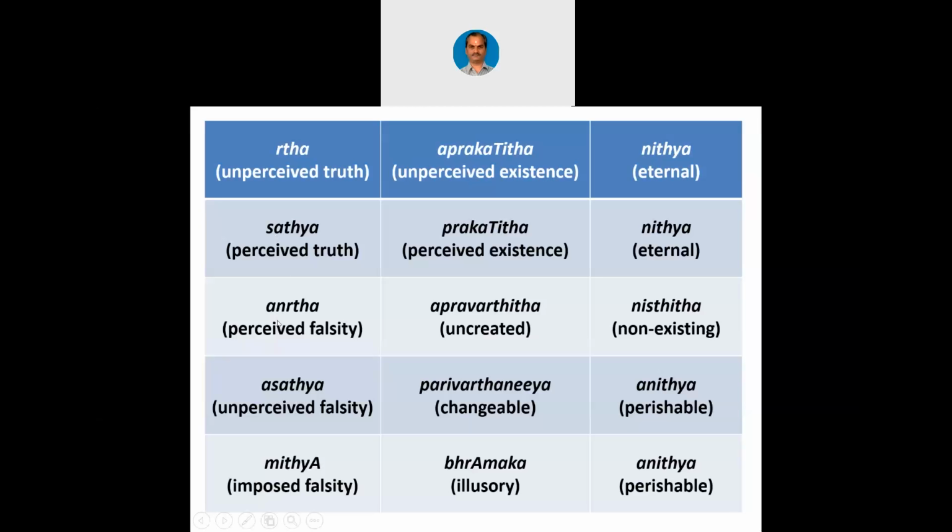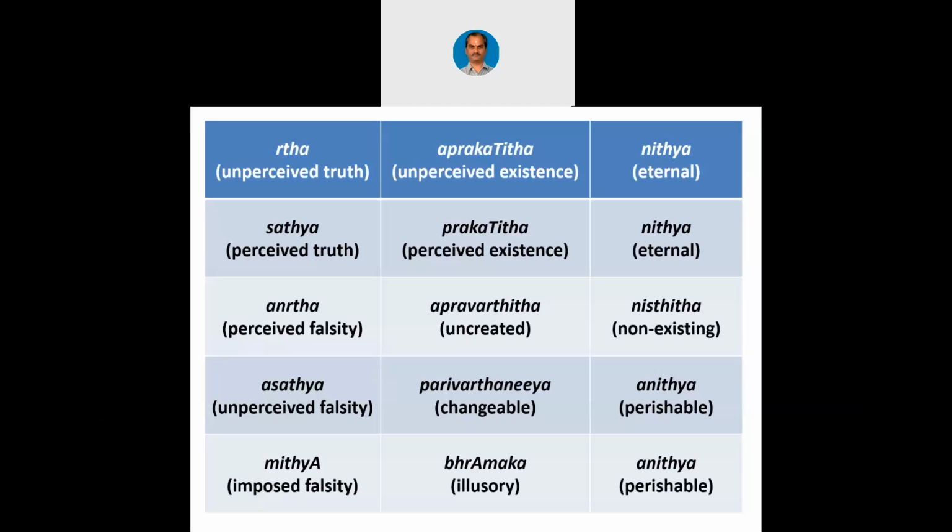So, Anrita is the opposite of Rita, which is perceived falsity, that is Apravartita, means uncreated. And Anrita is Nisthita, means non-existing. There is nothing called Anrita in this universe. Anrita is not at all there in this universe because the whole universe is Rita. The whole universe itself is God. The whole universe itself is unperceived divine existence. When the whole universe is Rita, there is nothing called Anrita. Anrita does not exist at all.